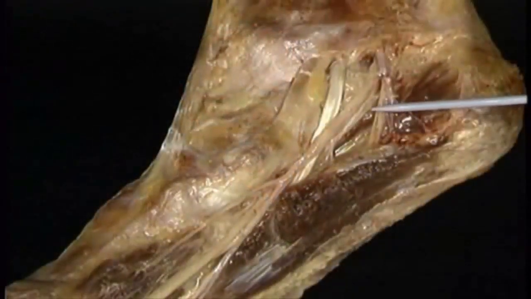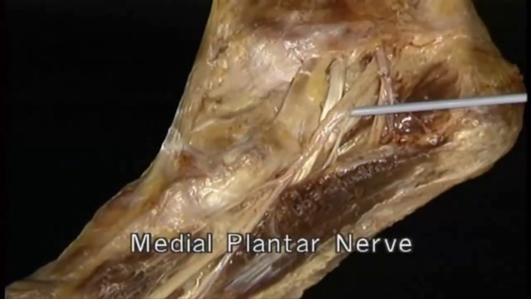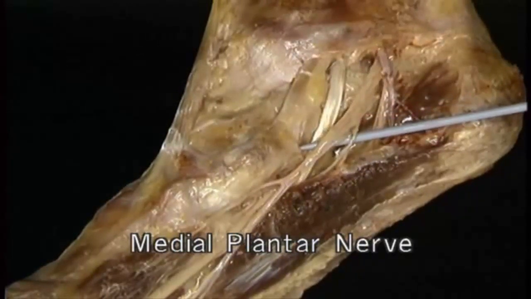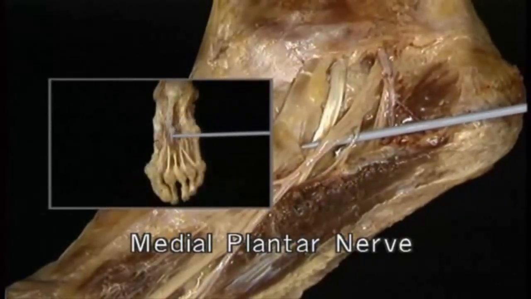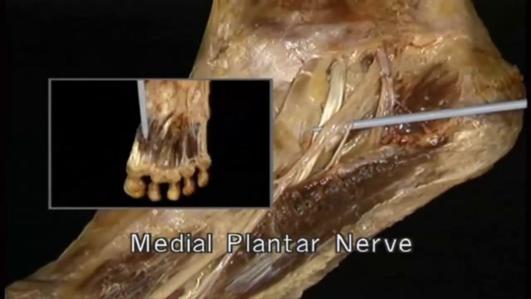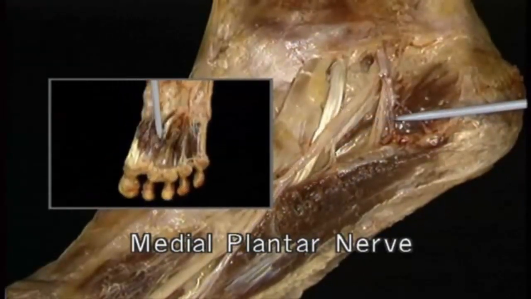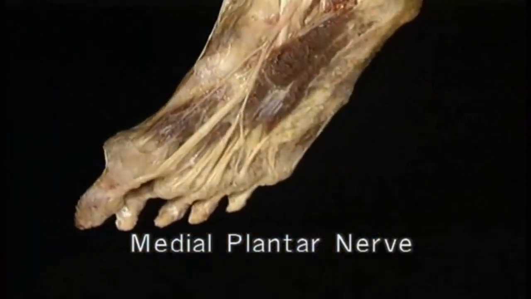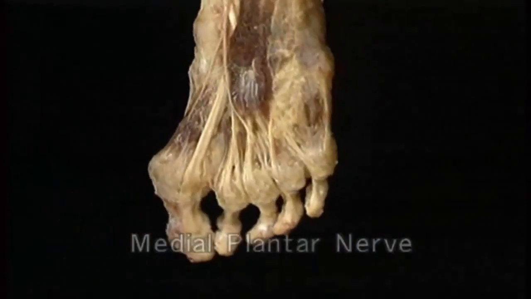Next we'll look at the medial and lateral plantar nerves. They follow the same course as the medial and lateral plantar arteries. Here's the medial plantar nerve. It gives off motor branches which supply flexor digitorum brevis, abductor hallucis, and flexor hallucis brevis. To follow the medial plantar nerve, we'll go round to the underside of the foot.